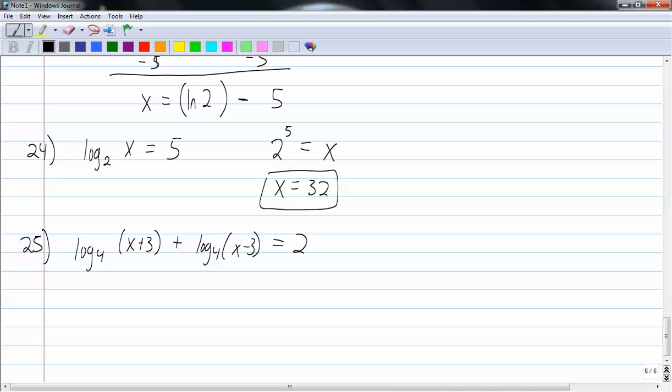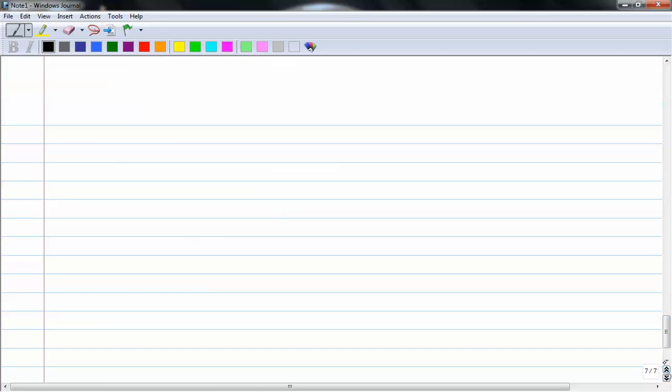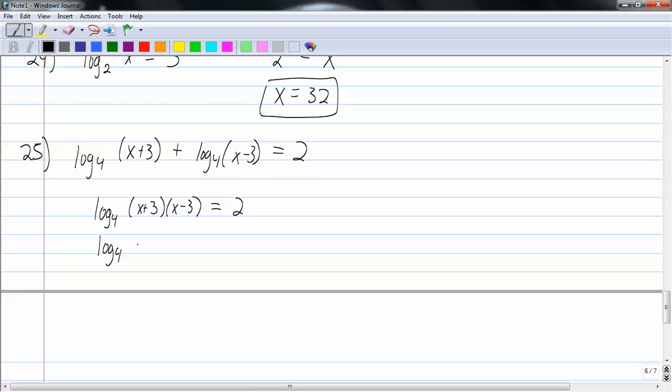Alright, so what I would suggest doing first is condensing this logarithm. These two logarithms are to the same base. We have a plus between them. So that means that we can write this as the product of these two things I'm taking the log base 4 of. Alright, now work that product out. If you work that product out, you're going to have log base 4 of, that's going to be x squared, then minus 3x plus 3x, so those middle terms cancel out, and then plus 3 times minus 3 is minus 9. Alright, so that's simplified as far as we can go.